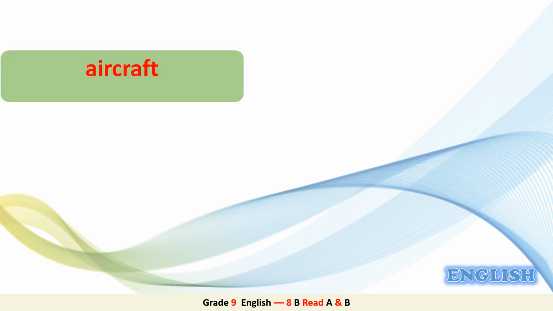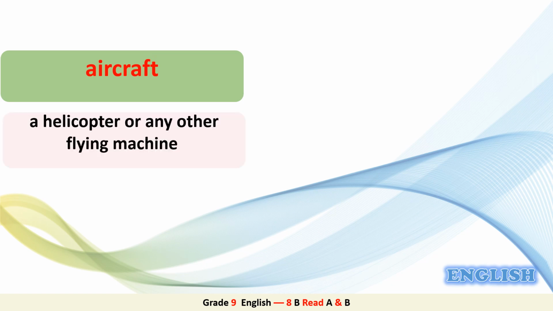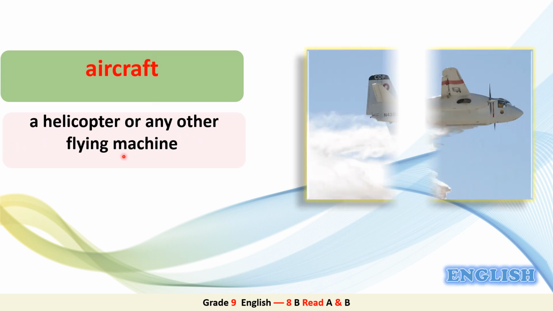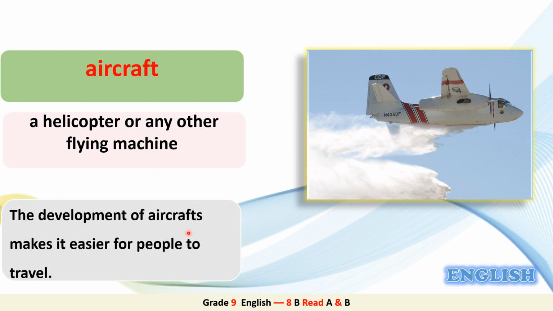Our second word for today is aircraft. Aircraft. Read it, please. Now, an aircraft means a helicopter or any other flying machine. This is an aircraft. Now let's use it in a sentence. The development of aircrafts makes it easier for people to travel. Now it's your turn to use the word aircraft in a sentence. Go ahead.